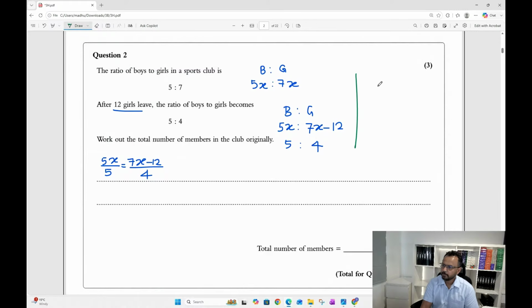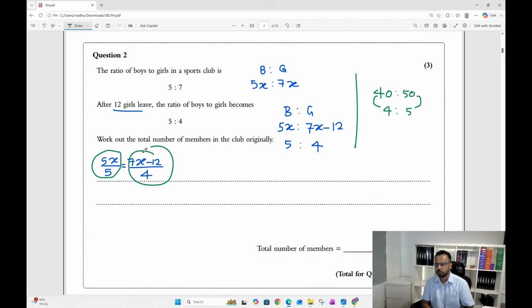Now let's say there's a ratio 40 to 50. Now what is the simplest form here, guys? Yeah, I'm explaining. Okay, 40 to 50 is the same as 4:5. So what is 40 divided by 4? 10. What is 50 divided by 5? 10. Like that, shouldn't 5x over 5 be the same as 7x minus 12 over 4?